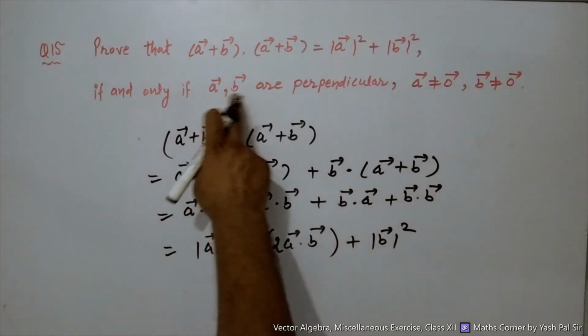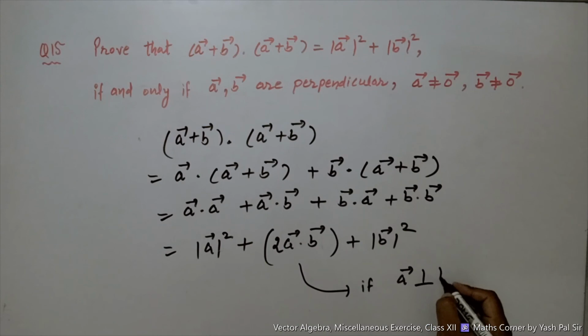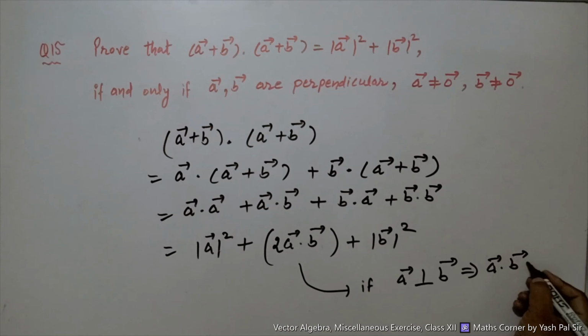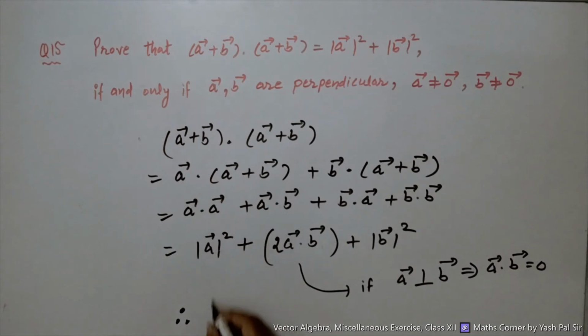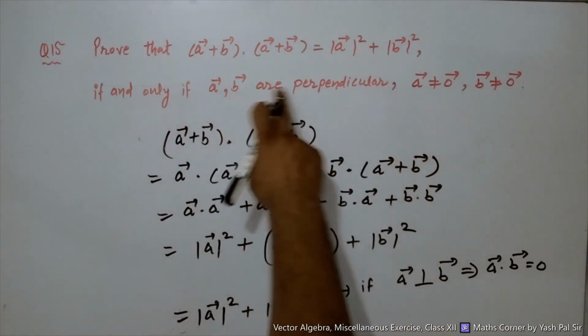Now what if A and B are perpendicular? If A is perpendicular to vector B, then vector A dot vector B is equal to 0. So this product becomes magnitude of A whole square plus magnitude of B whole square. So this dot product is equal to magnitude of A whole square plus magnitude of B square if and only if A and B are perpendicular.